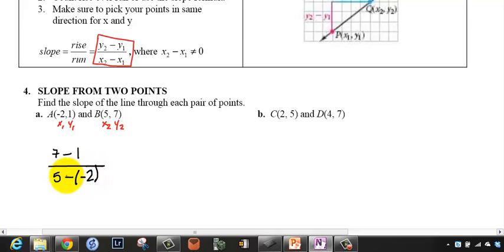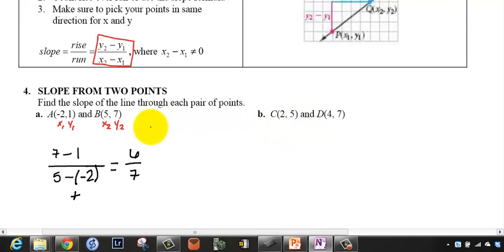So it's 5 minus a -2. And we know that 2 negatives make a positive. So that's really what's going to happen there. We need to add 5 and 2. So if we do this calculation, 7 minus 1 gives us 6, and then 5 plus 2, because 2 negatives make a positive, we end up with 7. So our vertical change is 6 units up and 7 units over. No negatives left over in that one.